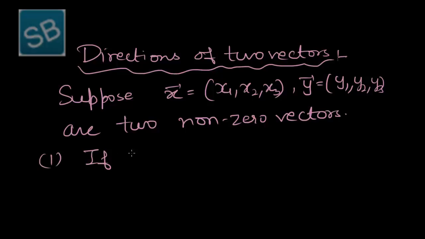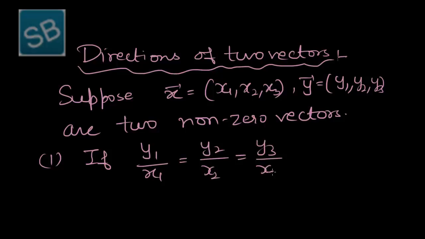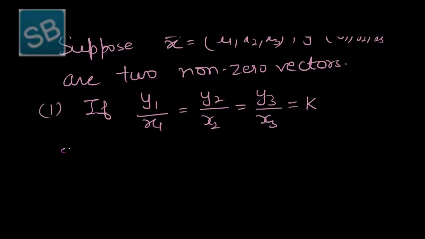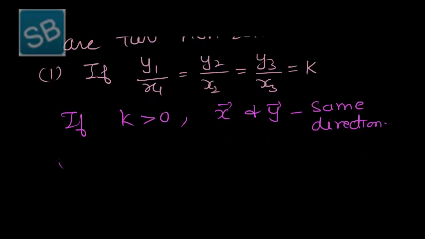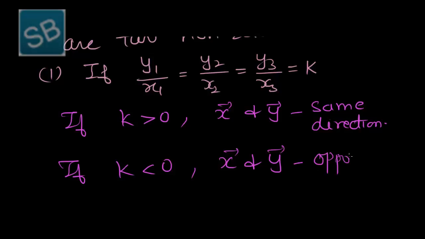if y1 over x1 is equal to y2 over x2 is equal to y3 over x3, which is equal to k, and if k is greater than 0, then vector x and vector y have the same direction, and if k is less than 0, then vector x and vector y have opposite direction.